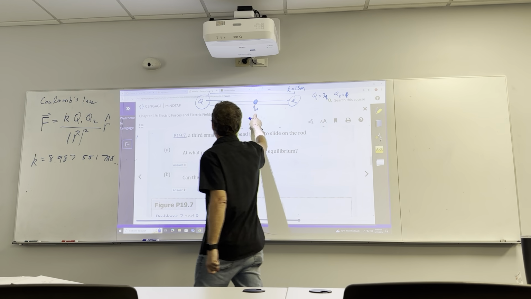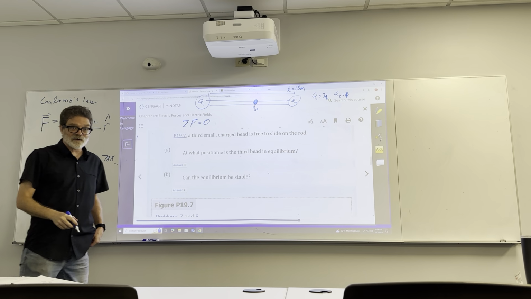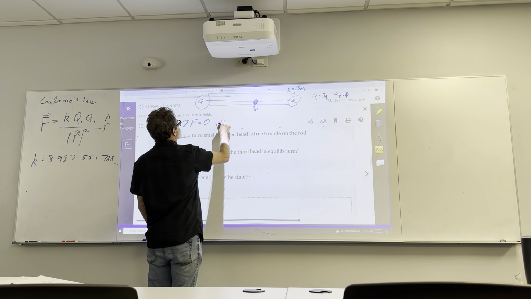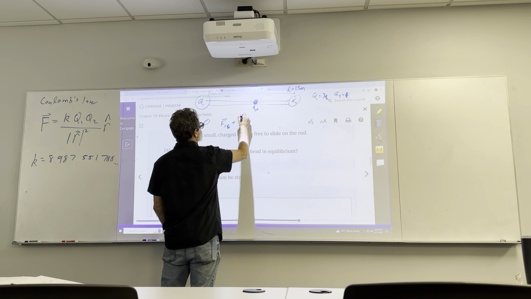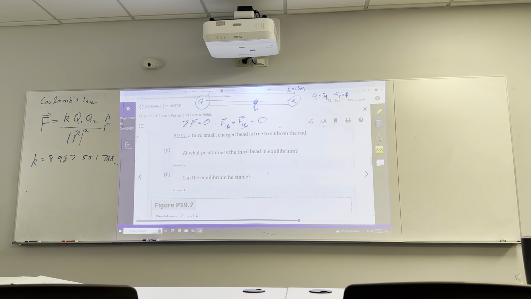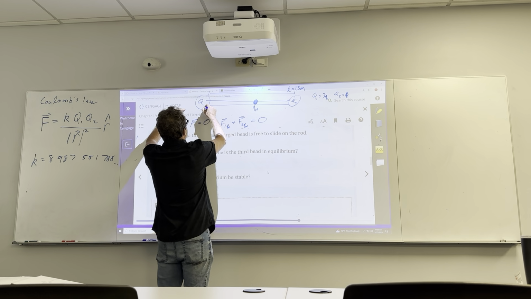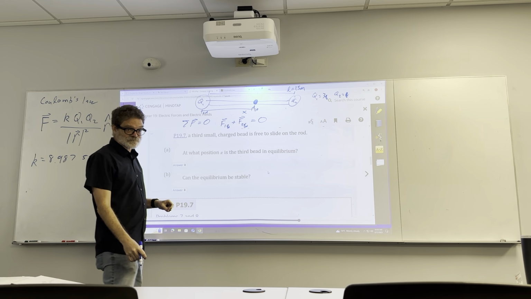So I want the forces acting on that charge to equal 0. I want the force of 1 on Q0 plus the force of 2 on Q0 to equal 0. Can you interpret that? Charge 1 acting on Q0 plus charge 2 acting on Q0. Where is that thing in equilibrium? Let's measure from the X here, so this is X equal to 0. So what X is this in equilibrium?